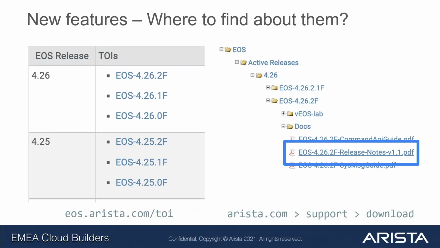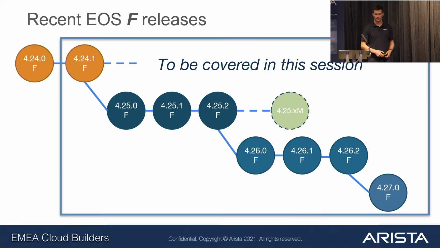And again, where do you find your release notes? On the download page. If you go to arista.com, support downloads, and you go to the version of code, you will see under there the release notes that you can download. Or go to eos.arista.com/TOI, and this will give you some more information about the features in the particular version of code in a bit more of a deep dive, right? So rather than just saying feature, version, it gives you a bit more of an explanation of what's going on in terms of the new features in that version of code.